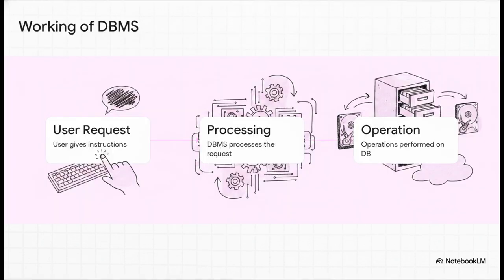Here is how it actually works in practice. Step 1. The user gives an instruction, like a bank teller typing in your account number. Step 2. The DBMS processes that request, translating exactly what the teller wants. Step 3. The operations are performed on the database. The DBMS grabs your specific balance from the cabinet and brings it right back to the screen. It is literally the ultimate middleman making the whole ecosystem function.